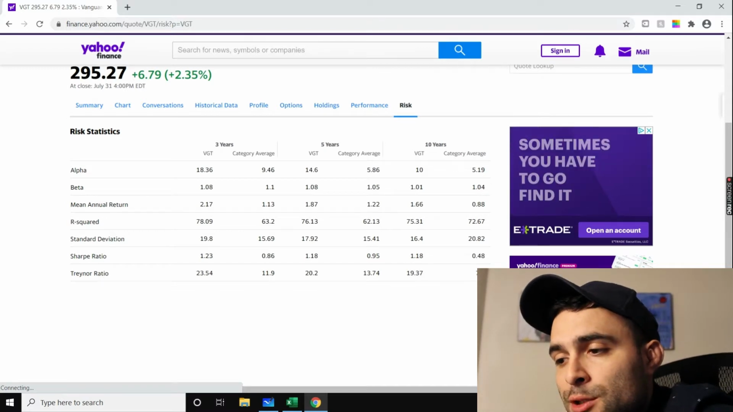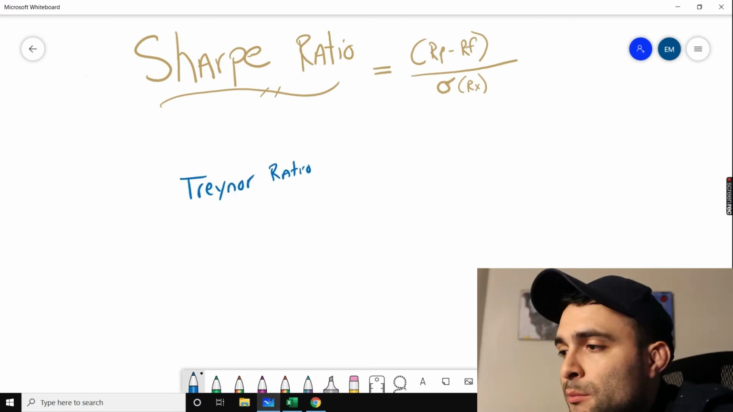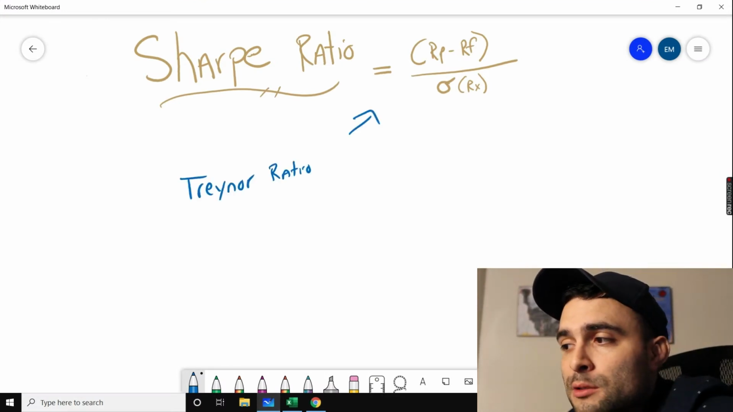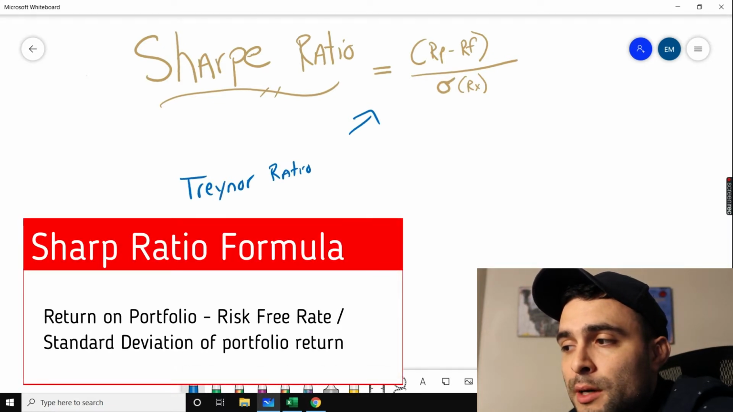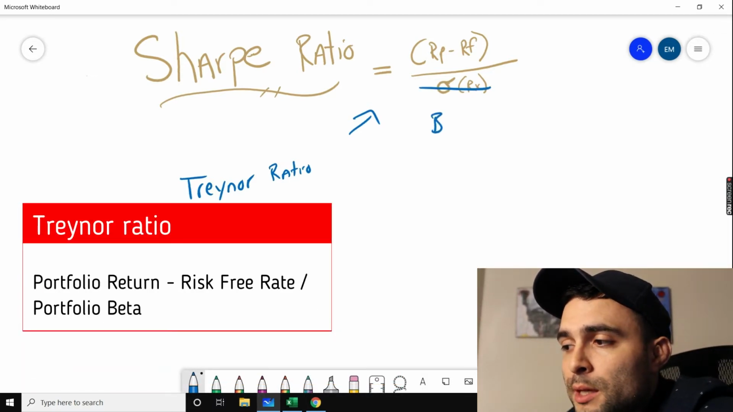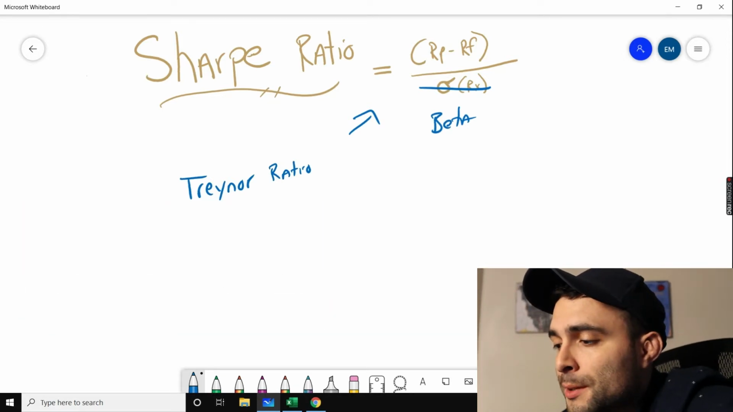And you notice the Sharpe Ratio, and they have Treynor Ratio. Treynor Ratio is similar to the Sharpe Ratio formula: the expected return on the portfolio minus the risk-free rate divided by, now Sharpe Ratio is divided by standard deviation. With Treynor Ratio, they don't use standard deviation, they use beta. When we talked about beta, we talked about standard deviation in another video, but we're not talking about Treynor Ratio, so this doesn't apply to us.